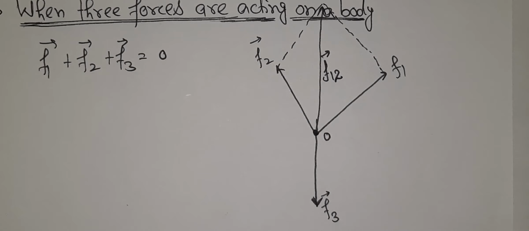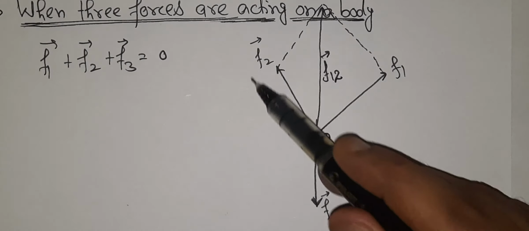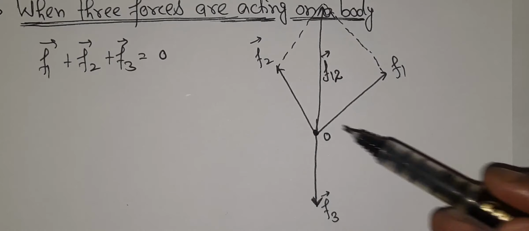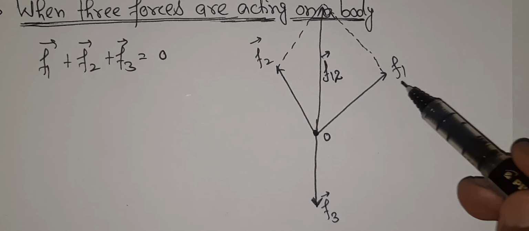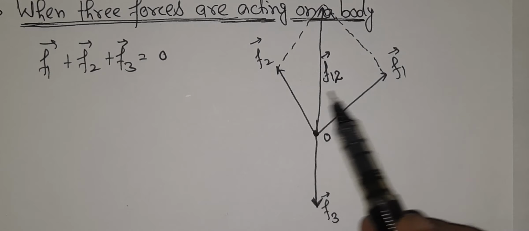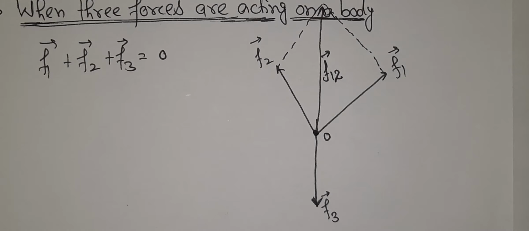Similar thing happens with this. The resultant of these two is cancelled by this third one. The resultant of these two, F2 and F3, is cancelled by the first force. This will happen only if the forces are like that, where the resultant of any two is cancelled by the third force. Only then can three concurrent forces be in equilibrium.